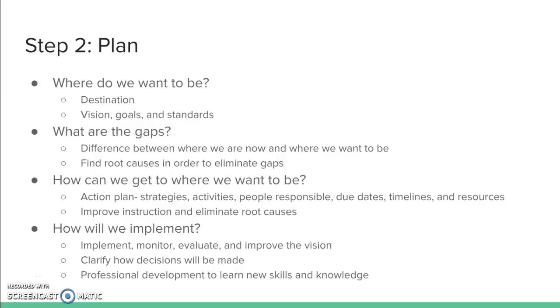How can we get to where we want to be? We would need an action plan, which involves strategies, activities, people responsible, due dates, timelines, and resources. Our goal is to improve instruction and eliminate root causes. How will we implement? Implement, monitor, evaluate, improve the vision, clarify how decisions will be made, and use professional development to learn new skills and knowledge.